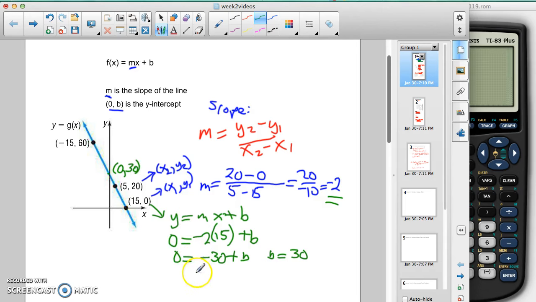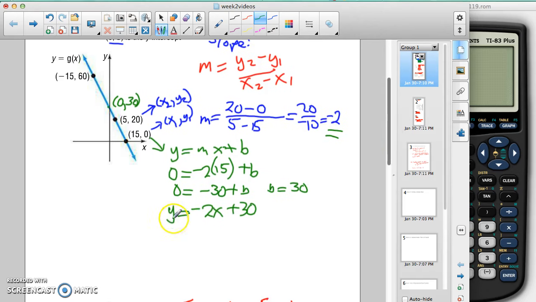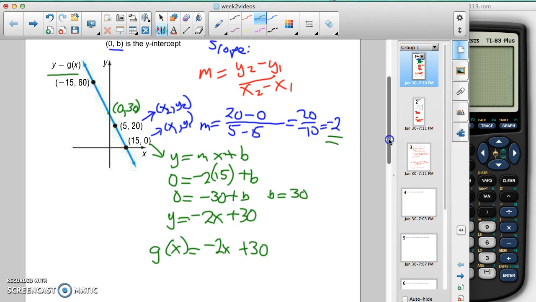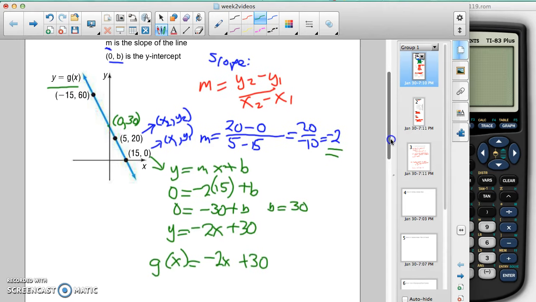Okay, so that means our equation would be y equals negative 2x plus 30. And in function notation, in this case it says g of x up here, so we're going to use the term they want. We would write g of x equals negative 2x plus 30. All right, that's just a review of what we would do to find the equation and the slope of the line if we had some points.